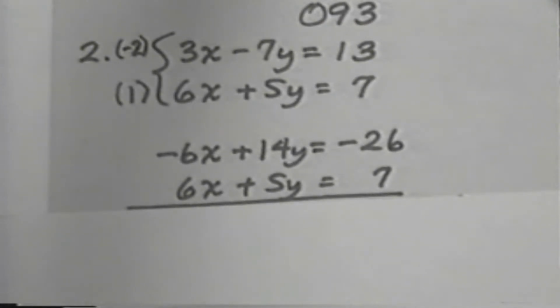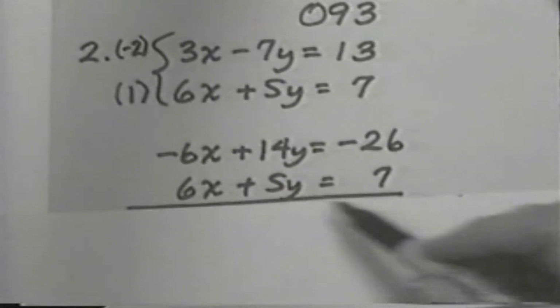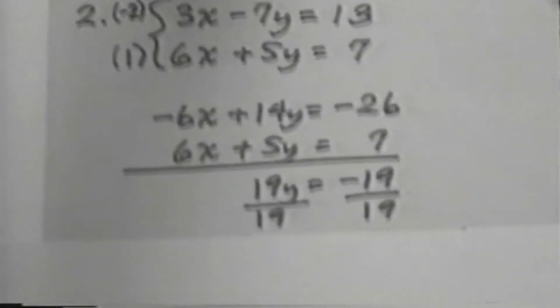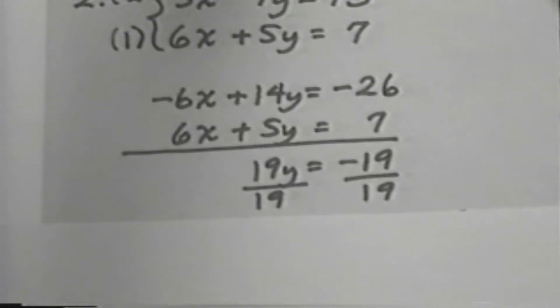Now we're ready to add the two equations. When we add negative 6x and 6x, they cancel. 14y and 5y will give us 19y, and negative 26 plus 7 will give us negative 19. 19y equals negative 19. We solve by dividing by the coefficient of y, which is 19. Dividing both sides by 19, we get y is equal to negative 1.